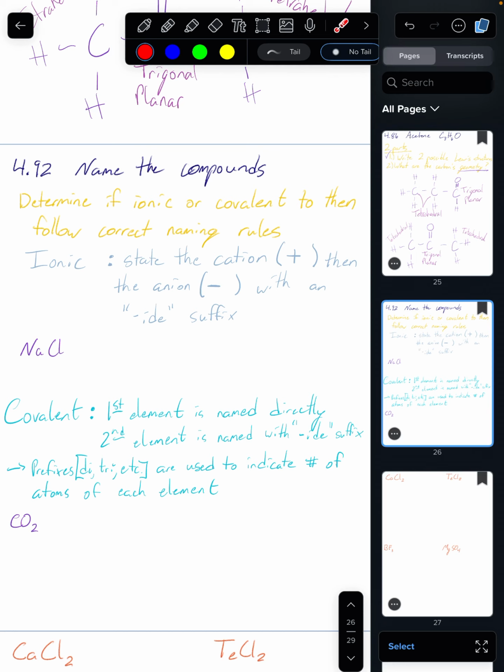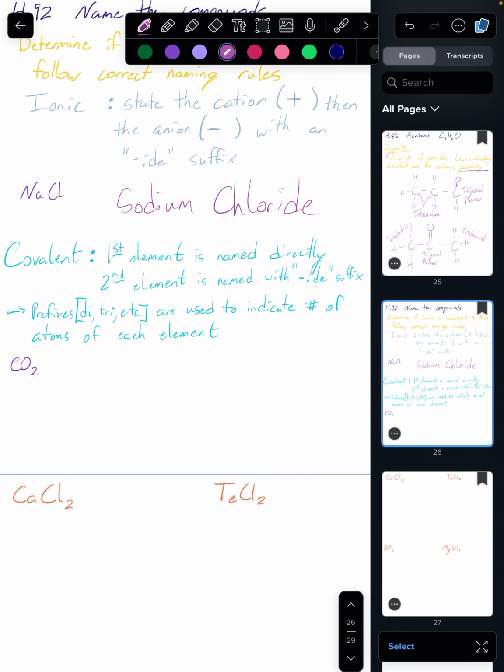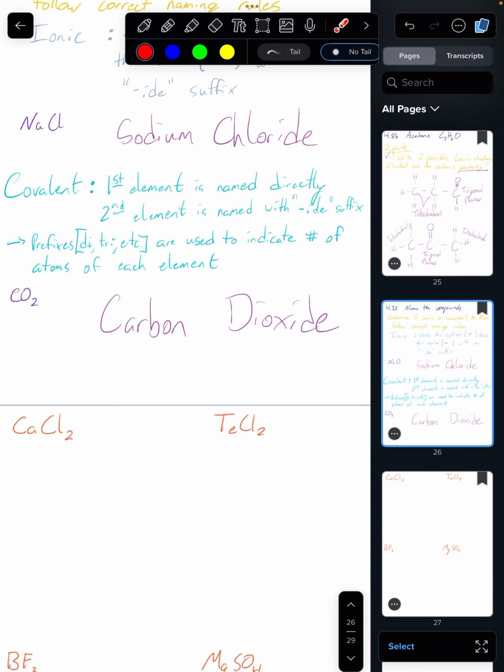So now we have more the compound kind of a concept. Okay? This is with the ionic and with the covalent. Okay? So in this case, for our example, that is sodium chloride. And for covalent, that is carbon dioxide, because it has that too. Okay?